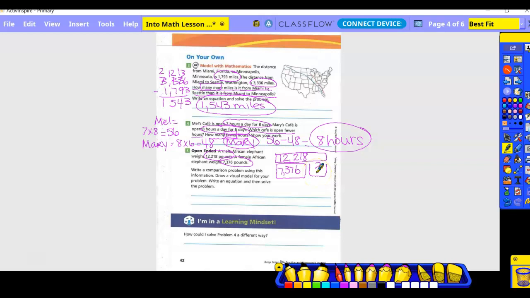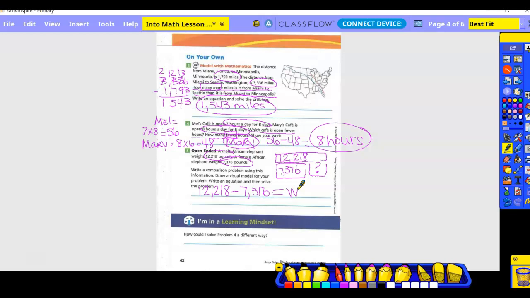Okay, so we're going to do what? Did you guys say subtract? Okay, so we are going to write our problem. So 12,218 minus 7,376 equals, we'll put W for the difference in weight. Okay, and then if you need a little extra room to work, you can work over here on the side or down here at the problem or at the bottom.